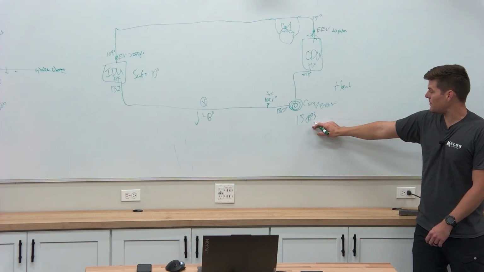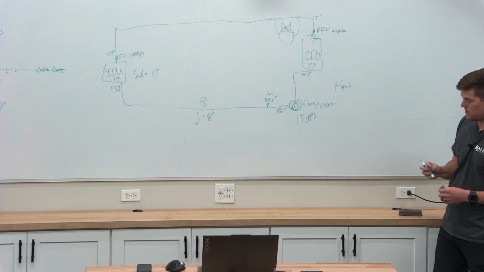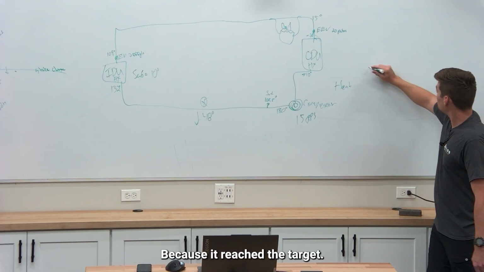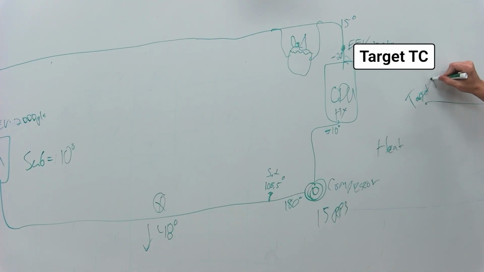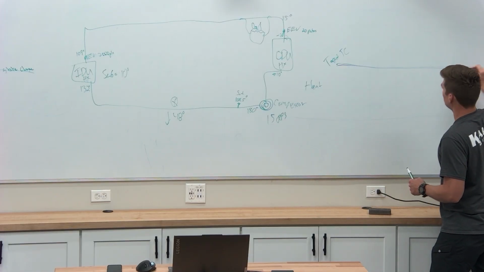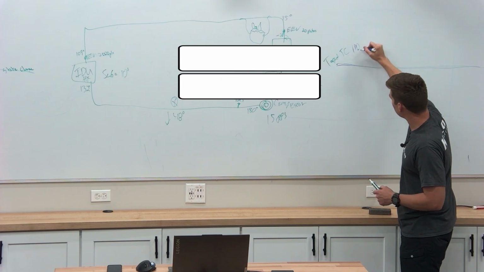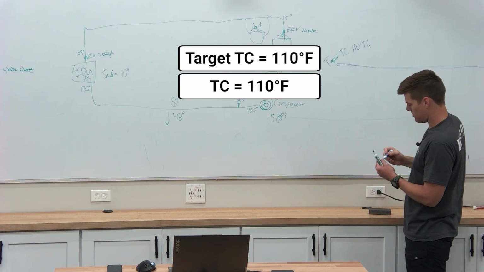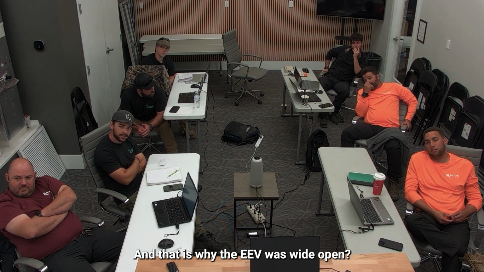This unit is at 15 RPS. And why is it at 15 RPS? Is it because the unit sucks at cooling? Because it reached the target. Thank you, Larry. That's target TC. And guess what? It hit it. Target TC and actual TC, they match. They're shaking hands. And that is why the valve was wide open.